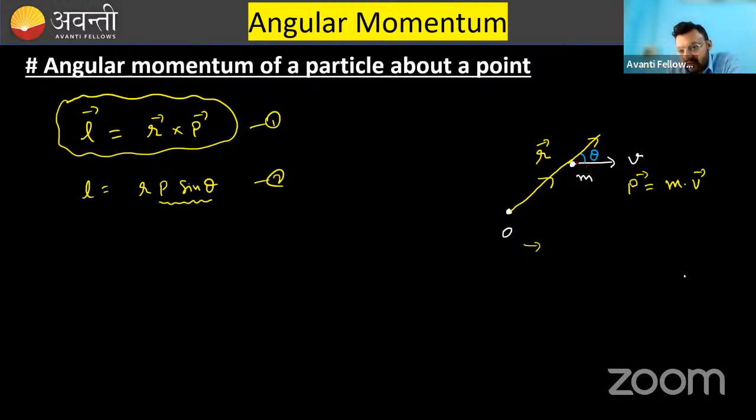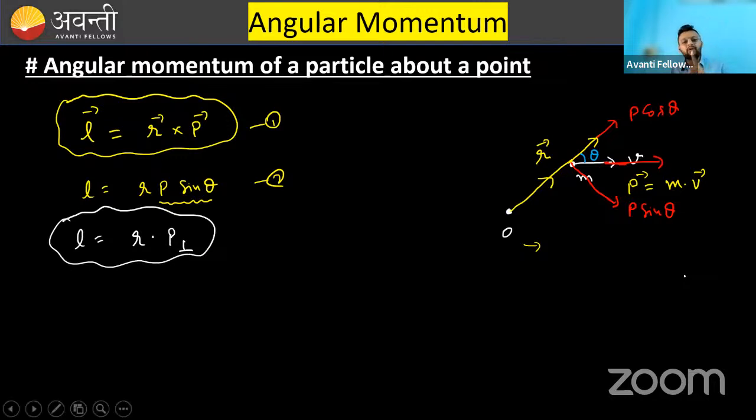Now, have a look at that. This vector P is along this direction. If I take the components of this vector P, then this component will be P cos theta, and this component will be P sin theta. Now, can you see one thing? P sin theta is perpendicular to r. So we can write that L is equal to r into P perpendicular. What is P perpendicular? The perpendicular component of the momentum, perpendicular to the position vector, the position vector of the particle with respect to the origin. I think these things are clear in your mind.